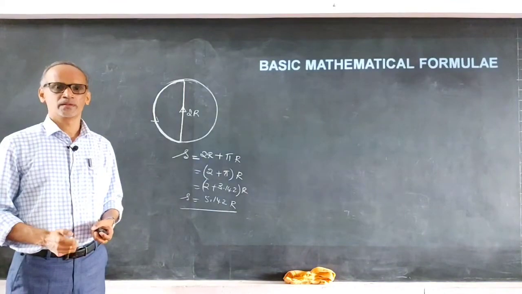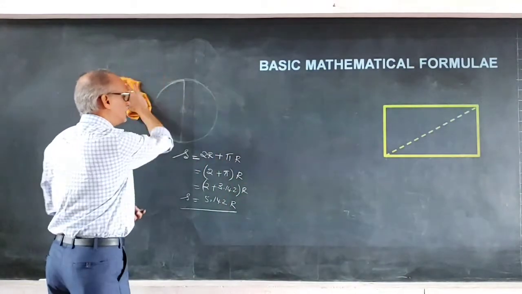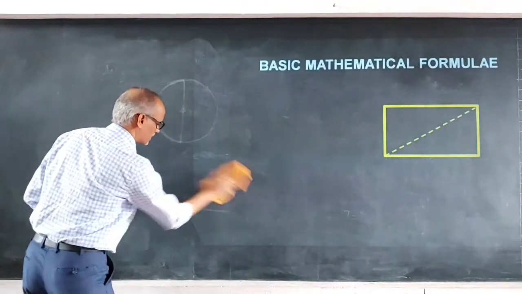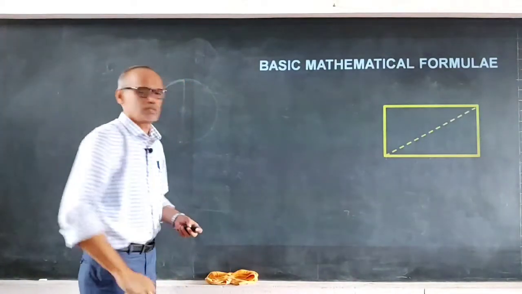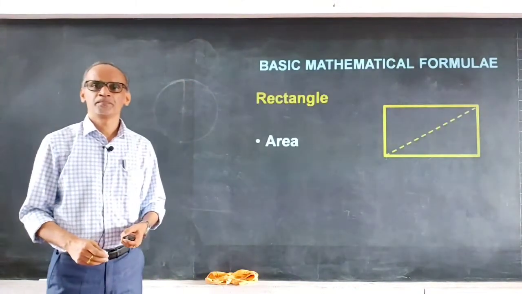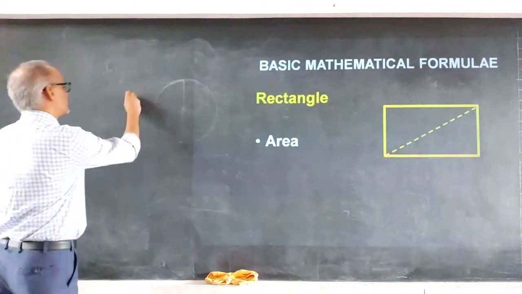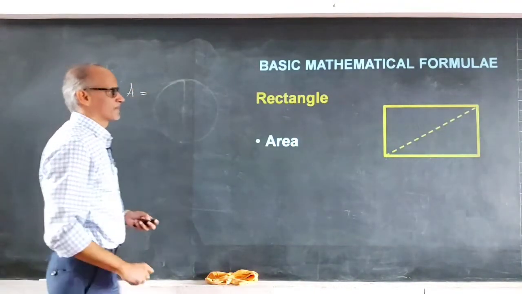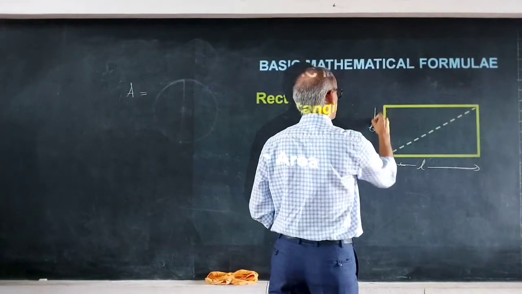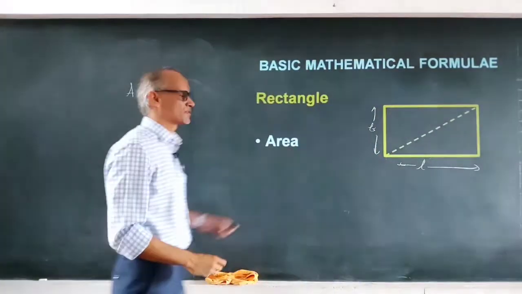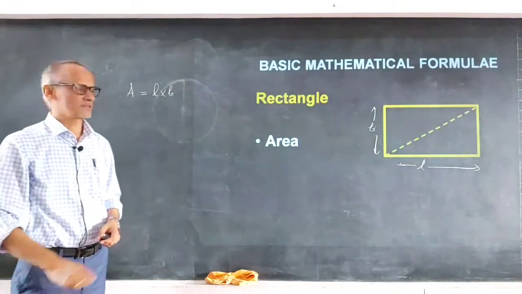Okay, the next, another structure. Identify this. Very easy, I am asking all easy questions. It's definitely a rectangle. So what is the area of the rectangle? The area of the rectangle is, L is the length of it, so this is the length L, B is the breadth of it, L into B. So the area is length into breadth. Correct? Very simple.